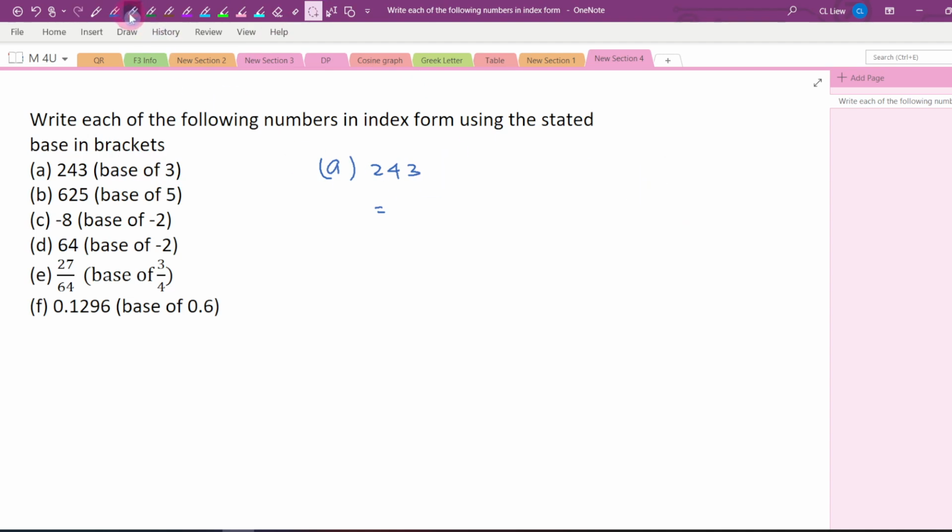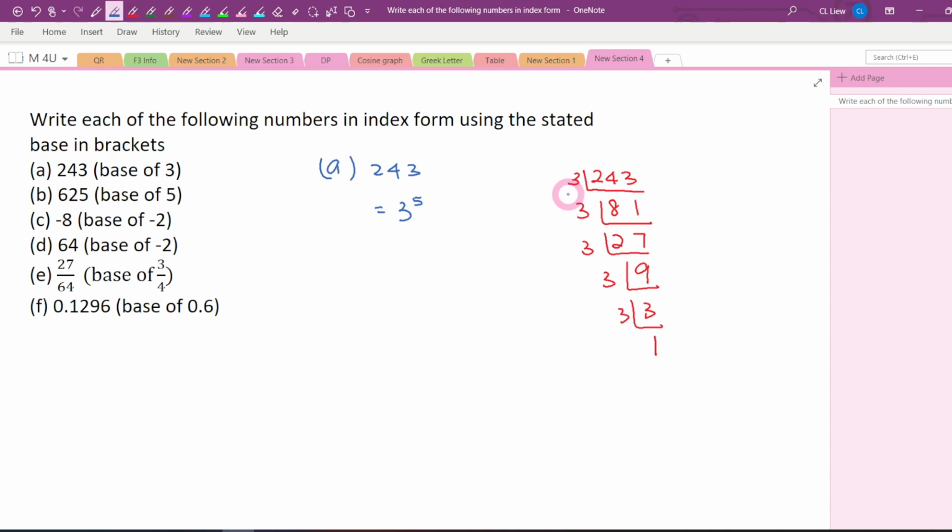You can use your calculator to help you, or you can do it this way. Since we want to use a base of 3, what I need to do is keep on dividing this number by 3. 243 divided by 3, you will get 81. 81 divided by 3, 27. 9 divided by 3, you get 3, and until you get 1. 3 divided by 3, you get 1. How many times of 3? 1, 2, 3, 4, 5. So this is actually equal to 3 to the power of 5.